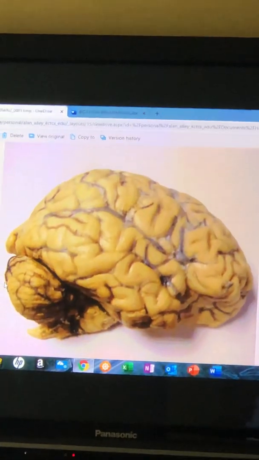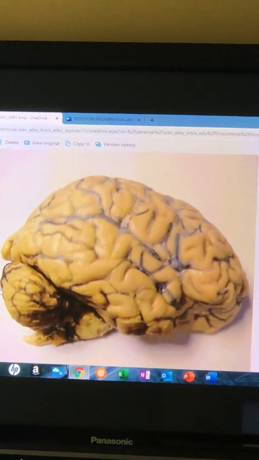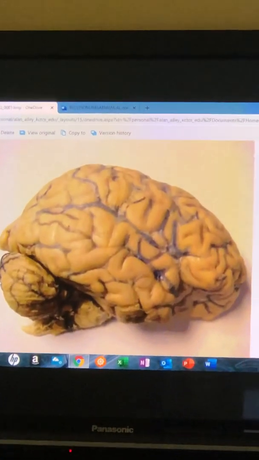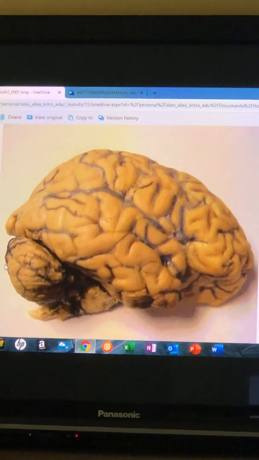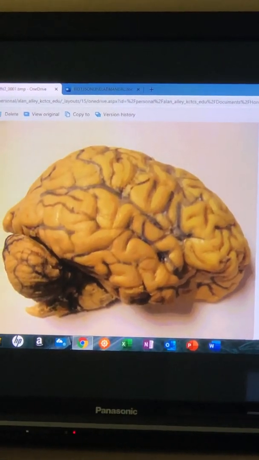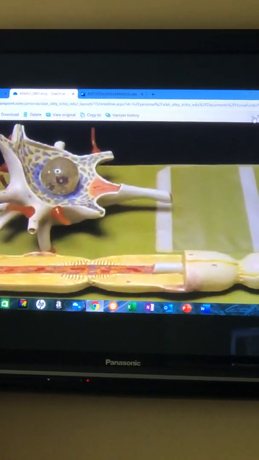You do have an atlas recommended, which should show you these, or you can look these up on the internet. But I just wanted to give you my version of these. So let's go to the next picture. Now, this is not the one I wanted. Let's go back here.